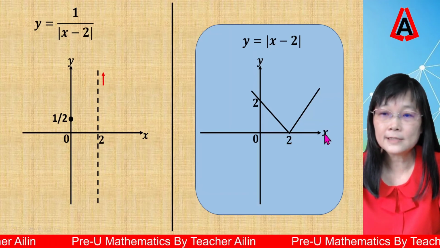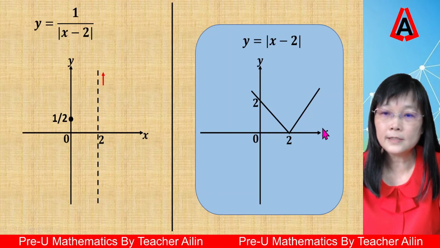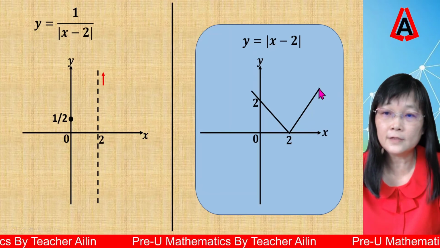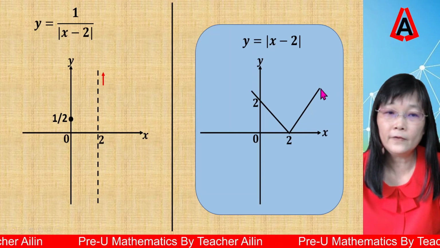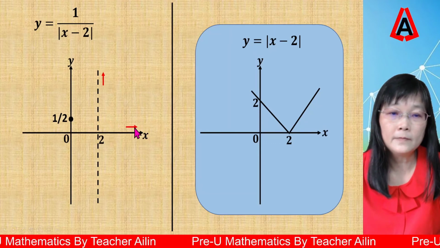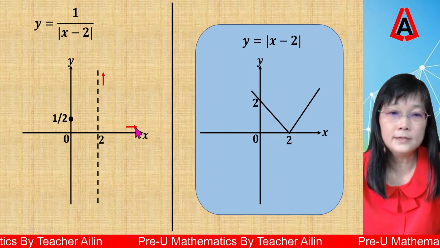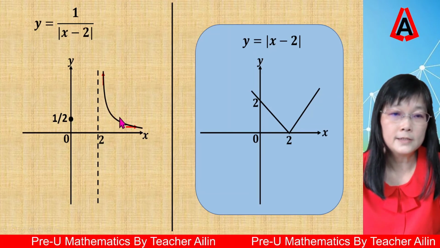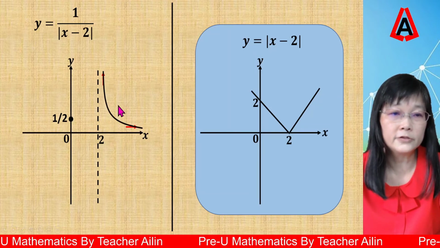Then for this side, when x is positive infinity, y is positive infinity. So y positive infinity converted to the reciprocal function becomes slightly greater than 0. So when we combine all the values of y, this is the curve for this quadrant.